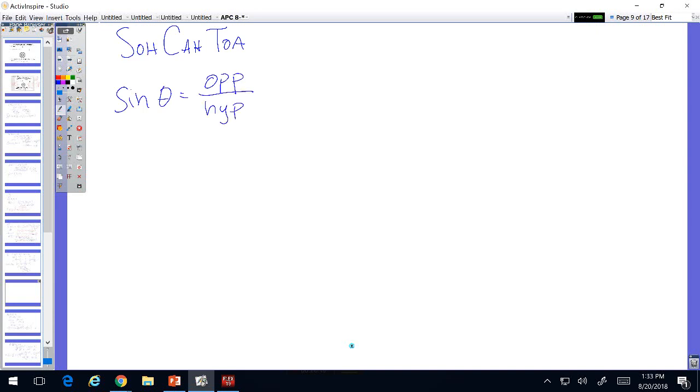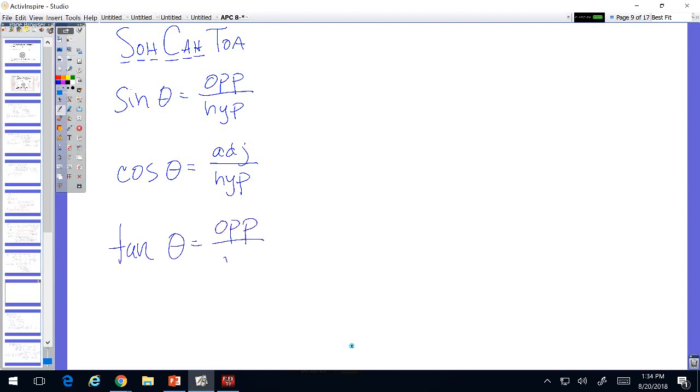And that's what the SO represents: sine, opposite, hypotenuse. We know that cosine is a ratio of the adjacent side to the hypotenuse, and that is what the COS stands for: cosine, adjacent, hypotenuse. And tangent is a ratio of the opposite side to the adjacent side. So we set up those ratios, we use them to solve. Okay?